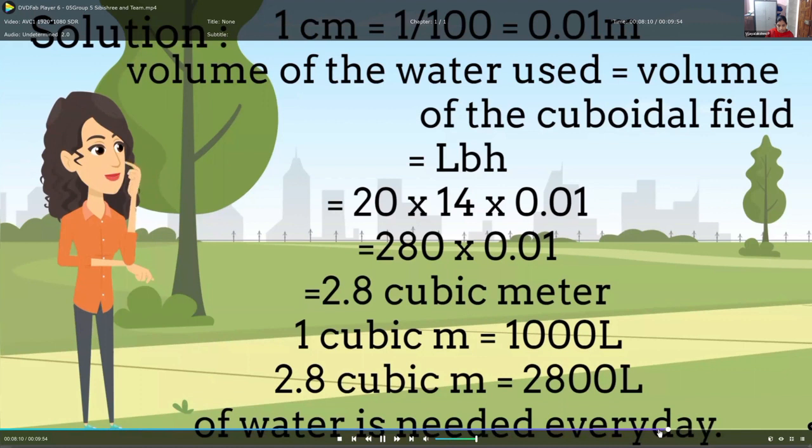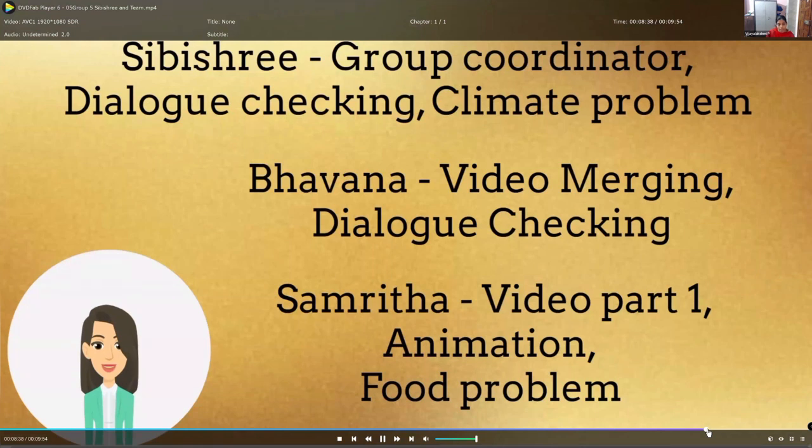Equals 8 cubic meter. 1 cubic meter equals 1,000 liters. So 8 cubic meters equals 8,000 liters of water is needed every day.